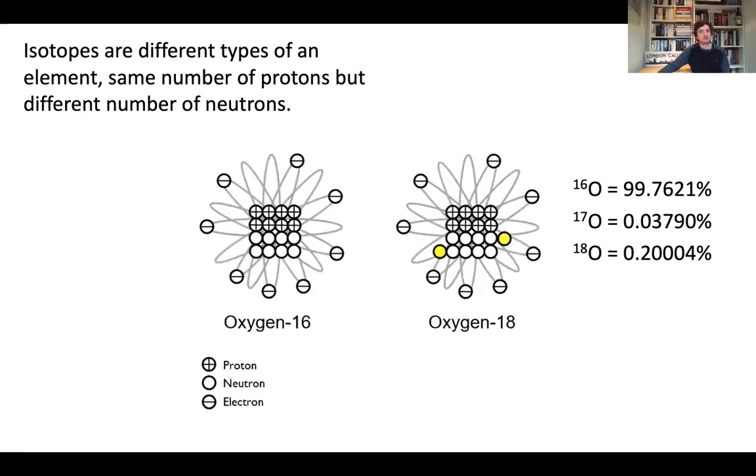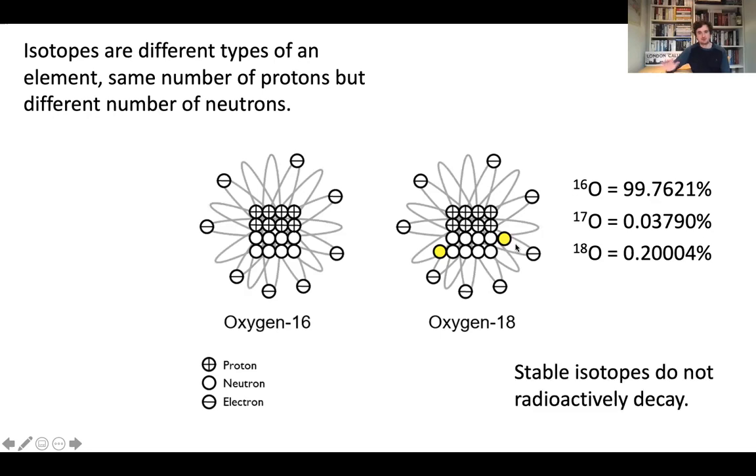So let's just show that here. We've got oxygen 16, oxygen 18, same number of protons, oxygen 18 has 2 more neutrons. Just to clarify what stable isotopes means, because you might see this when you're reading in the literature, stable isotopes are just isotopes that do not radioactively decay. So these oxygen isotopes are stable isotopes, they do not radioactively decay, whereas something like carbon-14, radiocarbon, does radioactively decay.